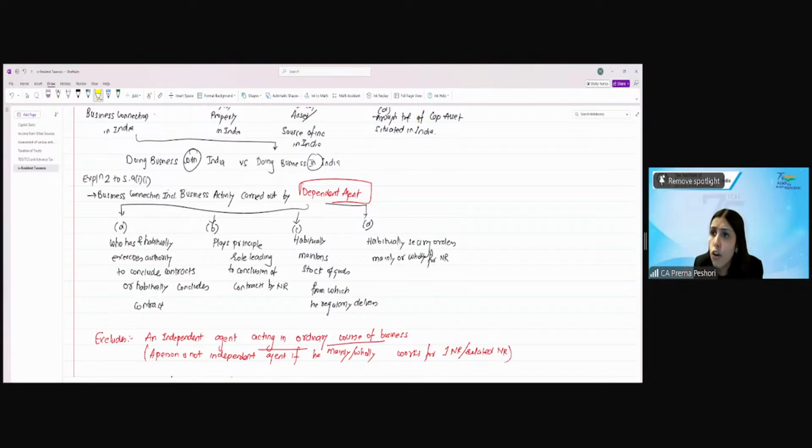Who is maintaining the stock of goods from which he is making the sales? Who is securing the orders for me? All these conditions, when they are satisfied, he is a dependent agent.